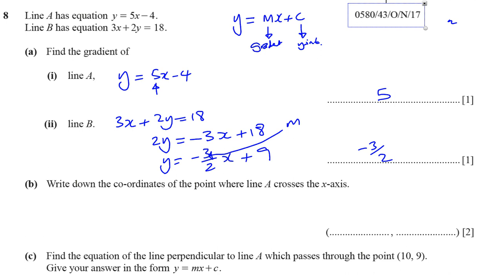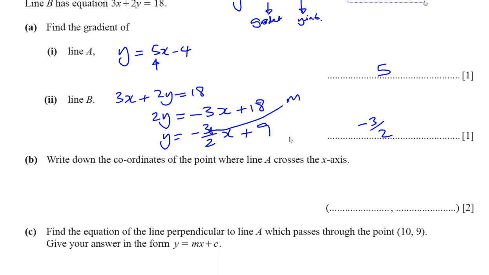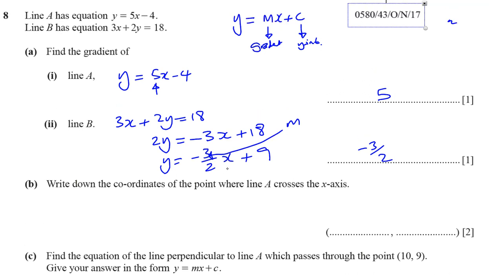Then it says write down the coordinates of the point where line A crosses the x-axis. Now, something crosses the x-axis when y equals 0. The equation of the x-axis is y equals 0. Everywhere on the x-axis, y is equal to 0. So line A will cross the x-axis when y is 0.